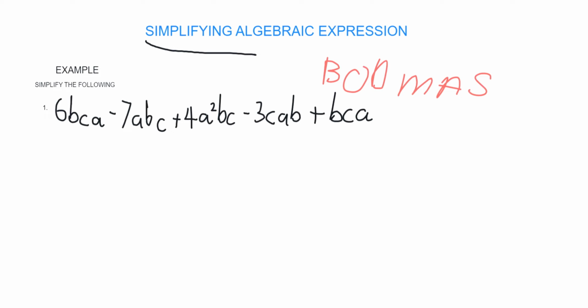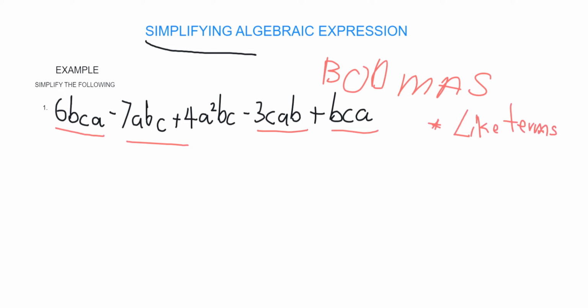They say simplify the following. What is it that you are going to simplify? I think the first thing that we need to do is identify what we call like terms, if you can find out which ones are going to be our like terms. So we can check. If you look at this, this is 6BCA. This is 7BCA. This is 3CAB. And this is going to be BCA altogether.